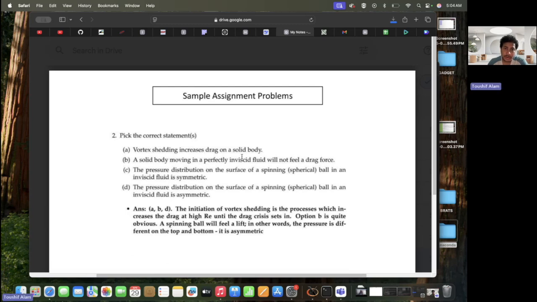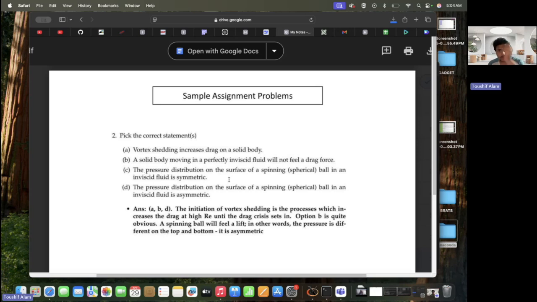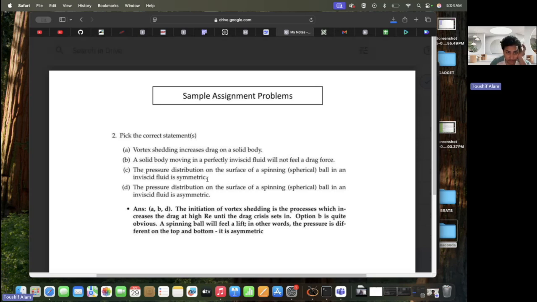Vortex shedding increases drag on a solid body. A solid body moving in a perfectly inviscid fluid will not feel a drag force. The pressure distribution on the surface of a spinning ball in an inviscid fluid is asymmetric. So option C, the pressure distribution on the surface of a spinning ball in an inviscid fluid is symmetric, is wrong because it is asymmetric, right?